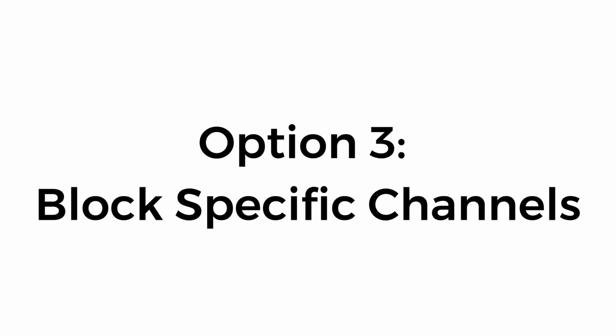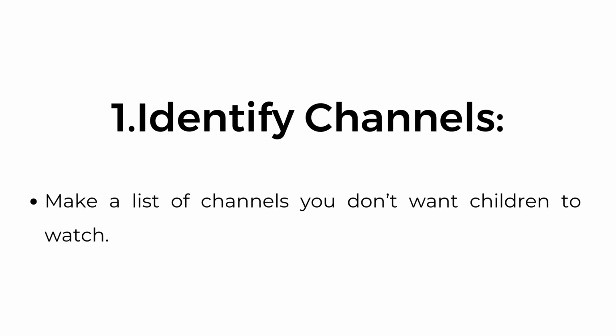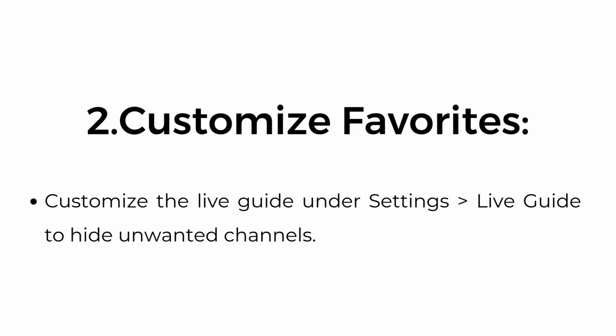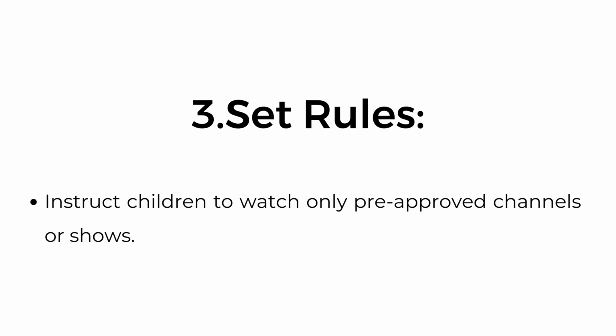Option 3. Block specific channels. Identify channels. Make a list of channels you don't want children to watch. Customize favorites. Customize the Live Guide under Settings, Live Guide, to hide unwanted channels. Set rules. Instruct children to watch only pre-approved channels or shows.